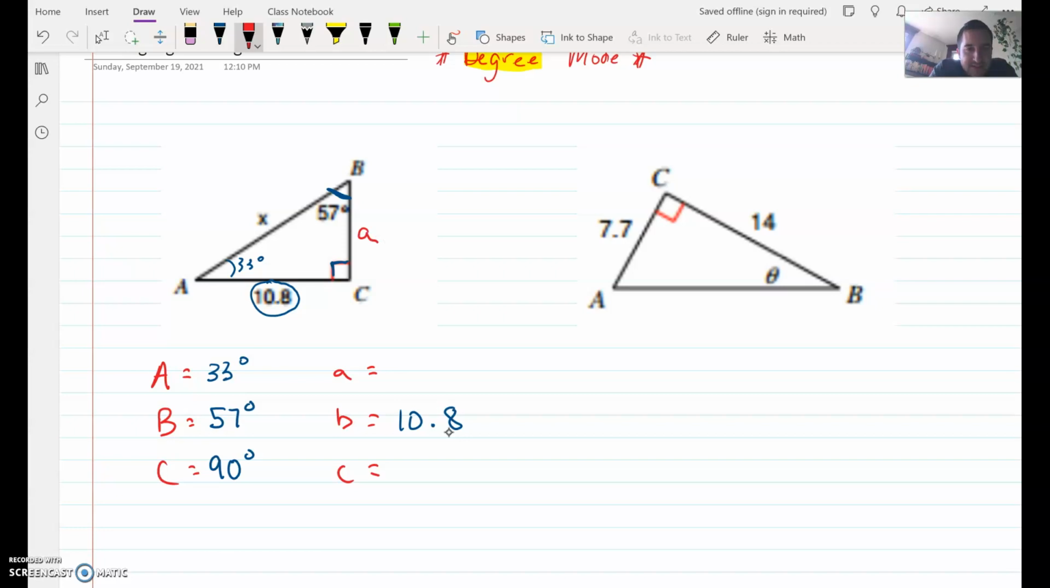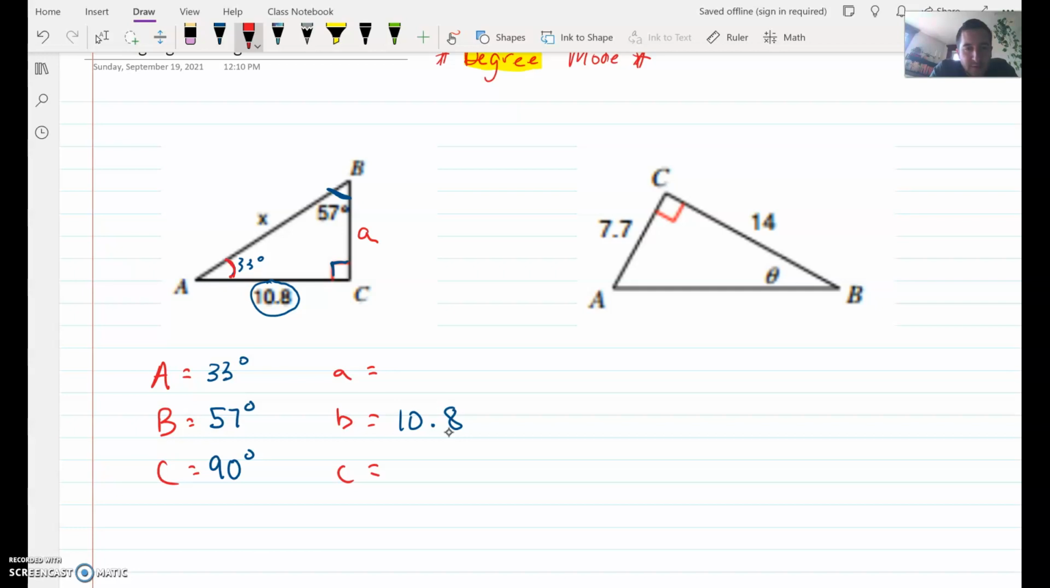So how do I find side A? Well, I use one of the 2 acute angles, either 33 or 57. You don't use the right angle. And then I set up a proportion. I'm going to have to use the side that they gave us. The 10.8 is a necessary piece. So let me just use angle 33 here.